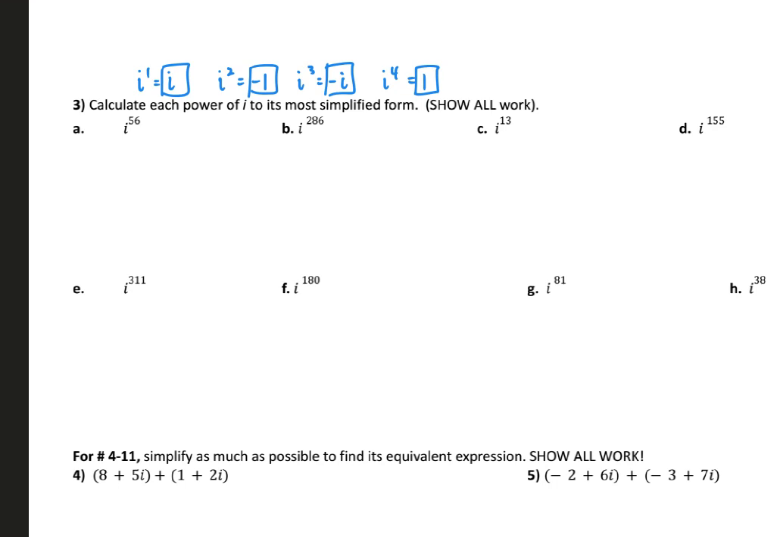So to do that, we're going to take the exponent and divide it by 4, and to determine the answer, we look at the remainder.